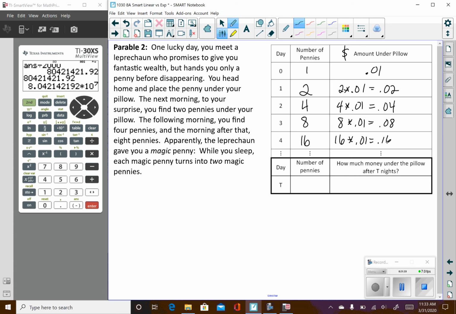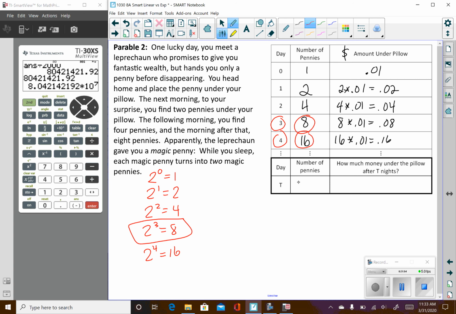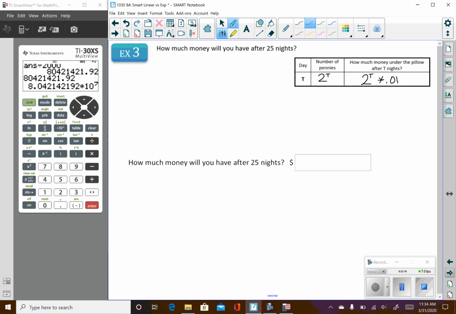So if we generalize this, remembering my list of powers of 2, this matches that list perfectly. So on the 3rd day we have 8. 2 to the 3rd is 8. On the 4th day we have 16. 2 to the 4th is 16. So it looks like on the day T we have 2 to the T pennies. Which means to get the dollar amount, we would just take that number and times it by the value of a penny, 0.01. So let's answer a quick question about that.